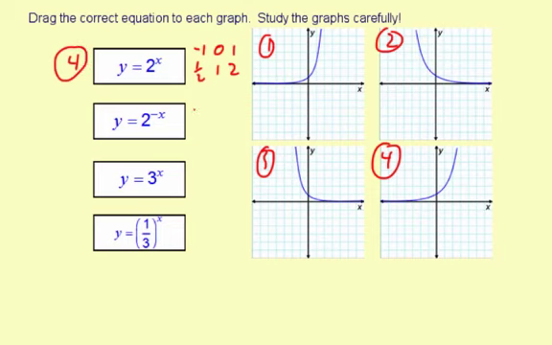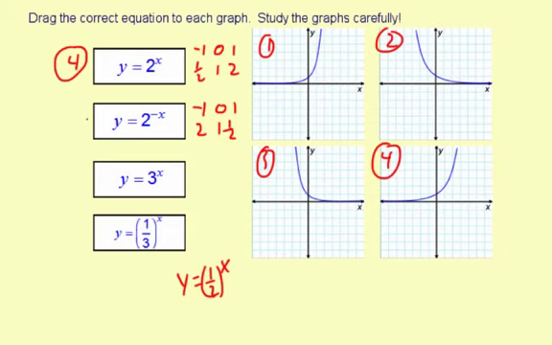Now y equals 2 to the -x, inputs of -1, 0, and 1. 2 to the negative of -1, that's 2 to the 1, or 2. 2 to the 0 is 1. And then 2 to the -1, that's 1/2. By the way, for this particular function, you could have written it as y equals 1/2 to the x power. Do the reciprocal, make the power positive, and you could do it that way too.